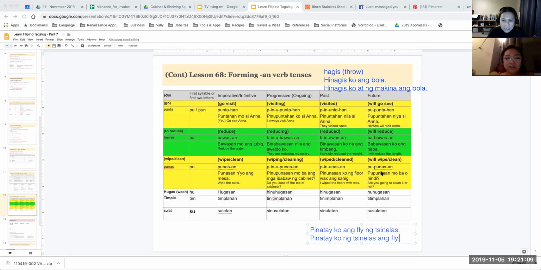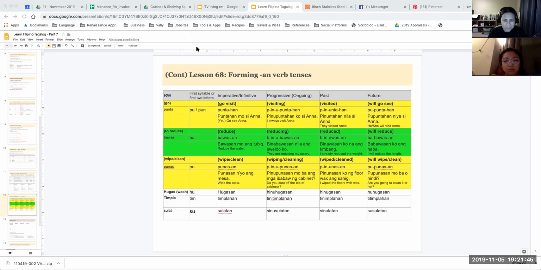Let's go to the next. Pupunasan. Pupunasan mo ba o hindi? So that's a question, right? Next, hugas. We didn't have the hugas here. I did not give any sample sentence anymore, so just read the Tagalog. Hugas. Hugasan. Hinuhugasan. Hinugasan. Huhugasan.